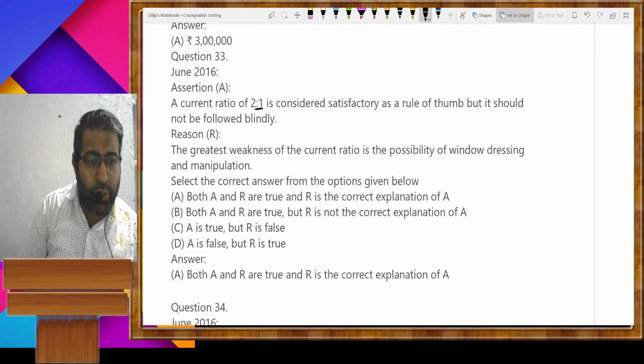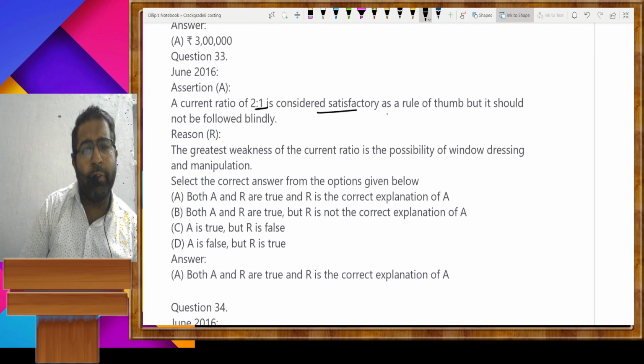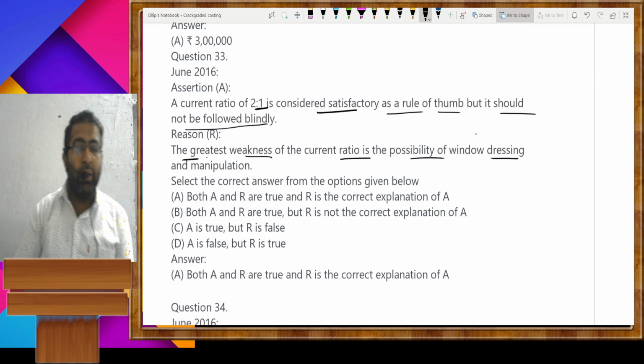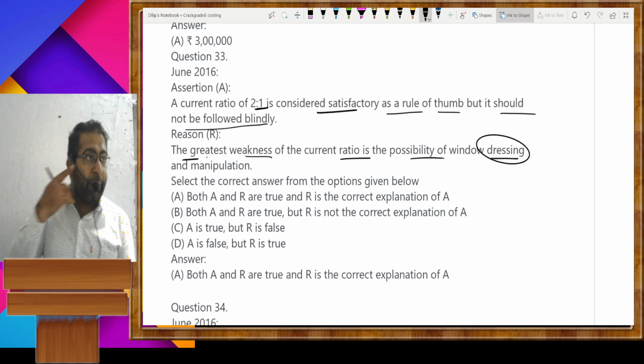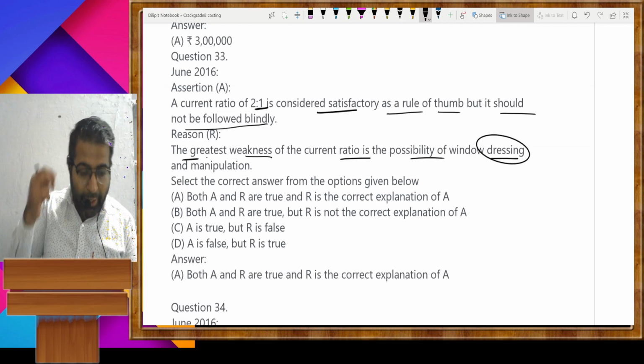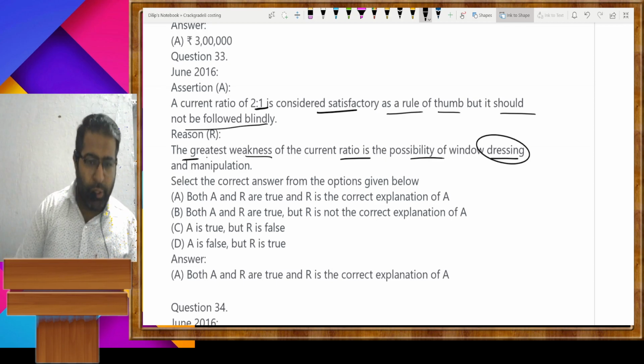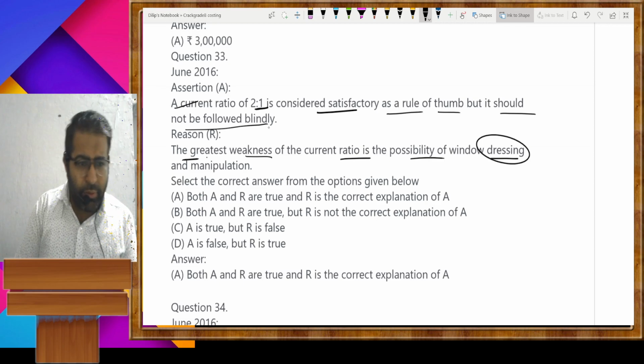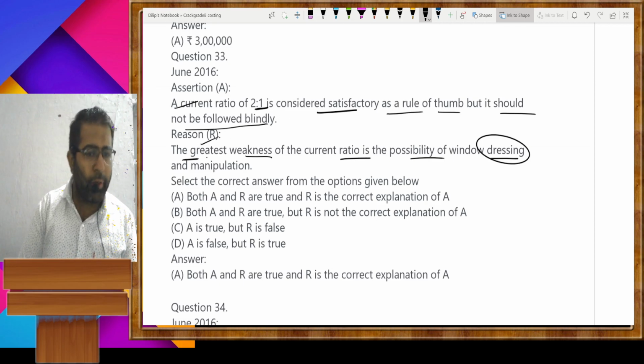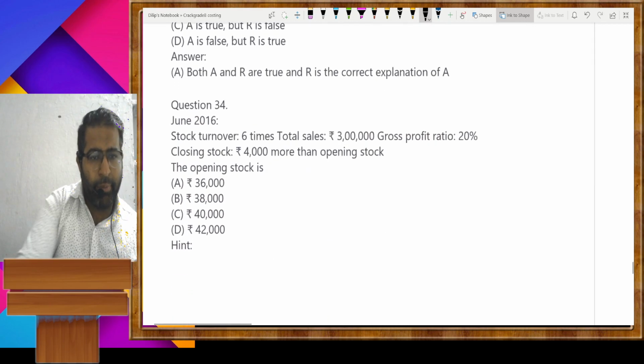A current ratio of 2:1 is considered satisfactory as a rule of thumb, but it should not be followed blindly, because the greatest weakness of the current ratio is the possibility of window dressing. What do you mean by window dressing? When the financial accounts are not prepared properly and a false representation is made, then it is regarded as window dressing. So what is the answer? A is right, reason is also right, so it is a correct explanation. So the answer is both A and R.